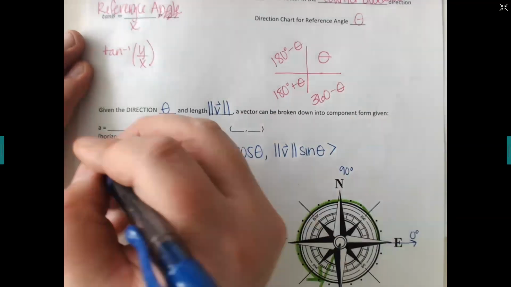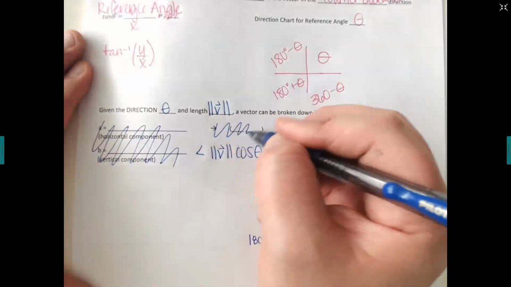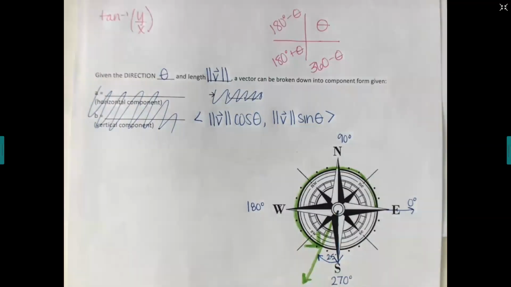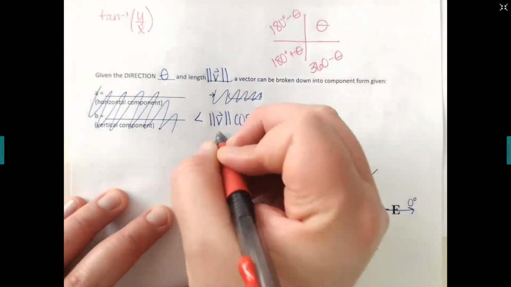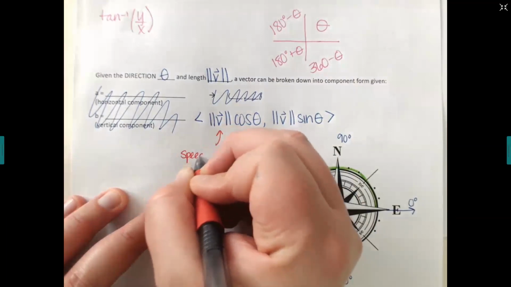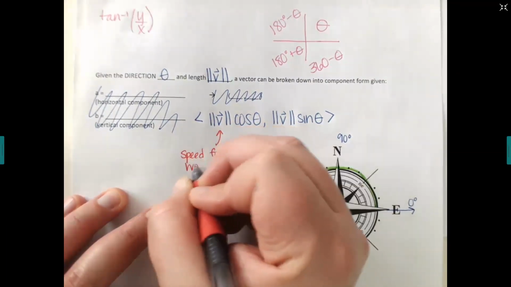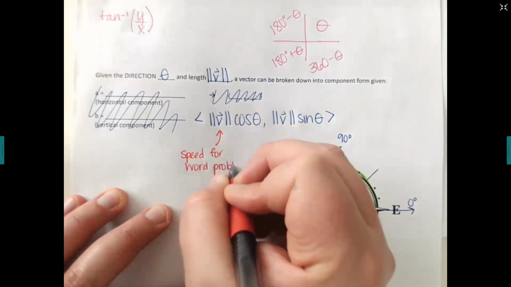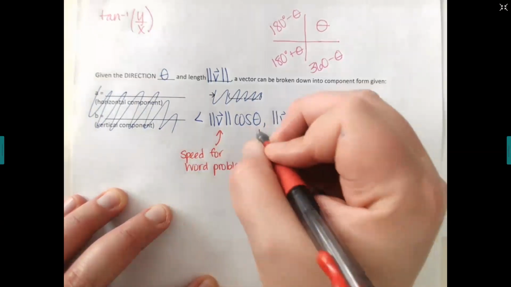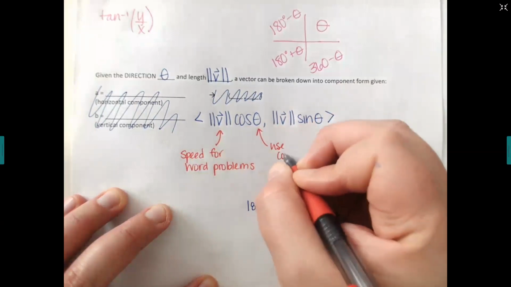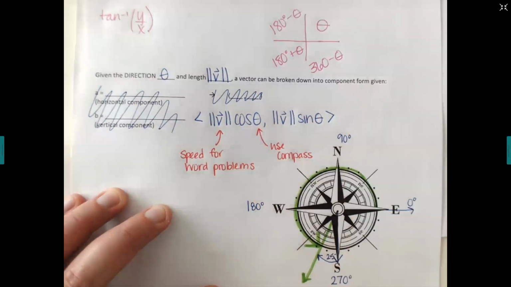Okay. And then rather than writing them separately, I'm just gonna put them together, so that you don't have them individually. Then if you wanna make a note, for word problems, this is the speed right here. Because how long the vector is would be like how fast the wind's blowing, how fast the plane is going. So I'm gonna put here: speed for word problems. And then for the theta, I'm gonna put use compass.